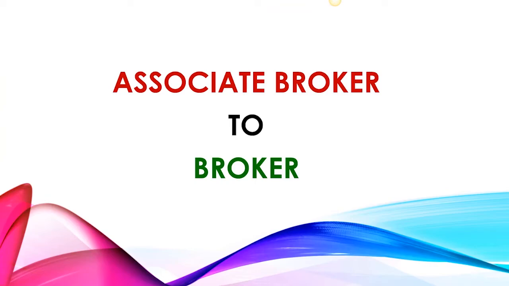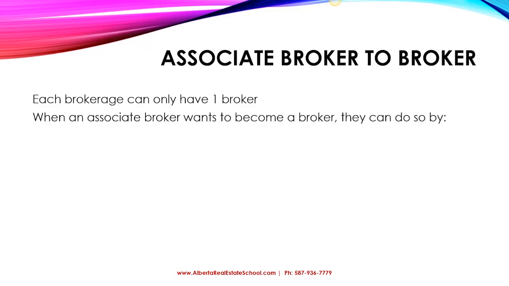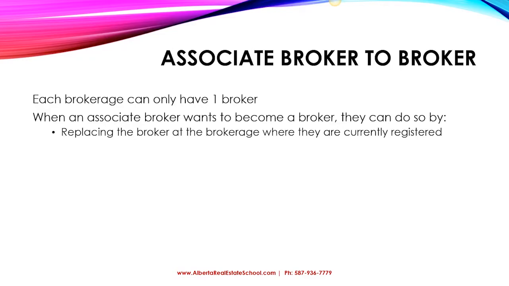Now, how does one go from being an associate broker to a broker? Each brokerage can only have one broker, like we discussed earlier. When an associate broker wants to become a broker, they have several options. One is they can replace the broker at the brokerage where they are currently registered. So let's say the broker is retiring, then there's an opening for the role of a broker, and the associate broker can go into that role because they already have all the qualifications.